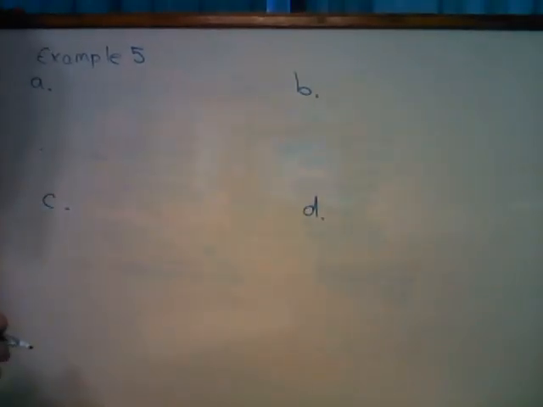Okay, so example 5, find the area of a circle in terms of pi. So this is just an alternate way to write your answer.